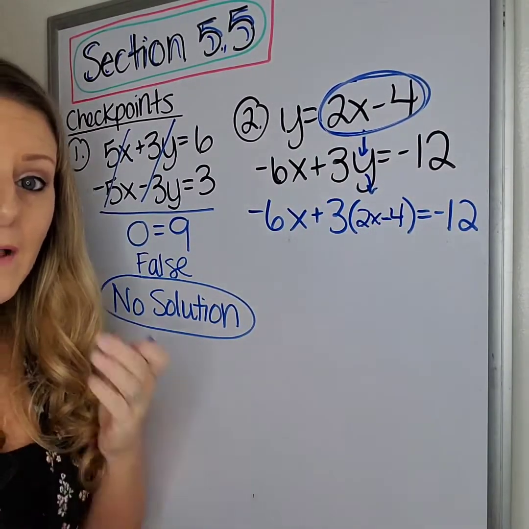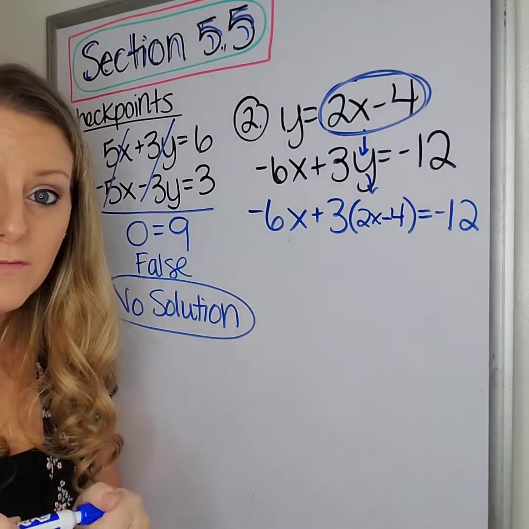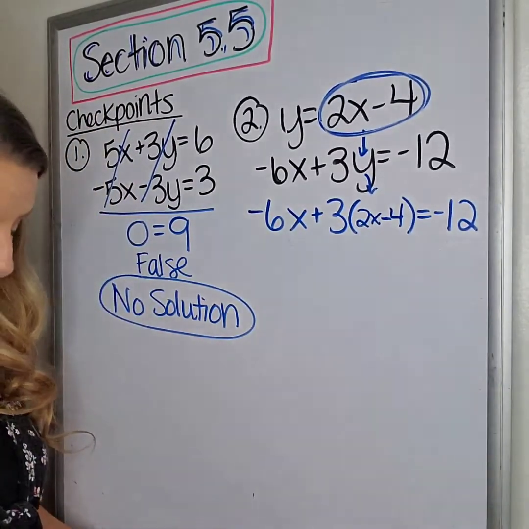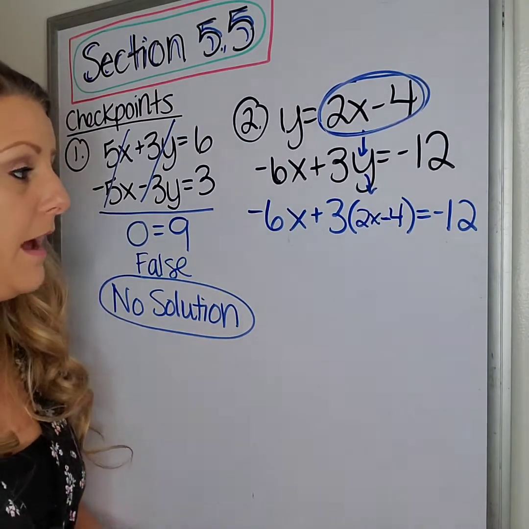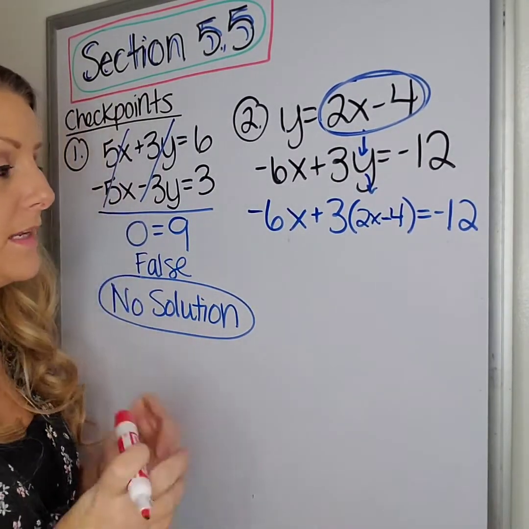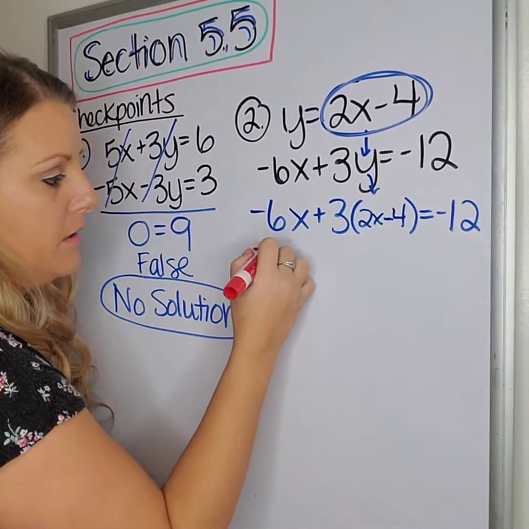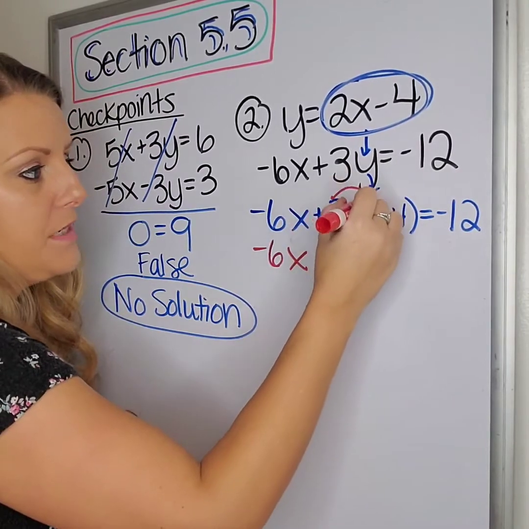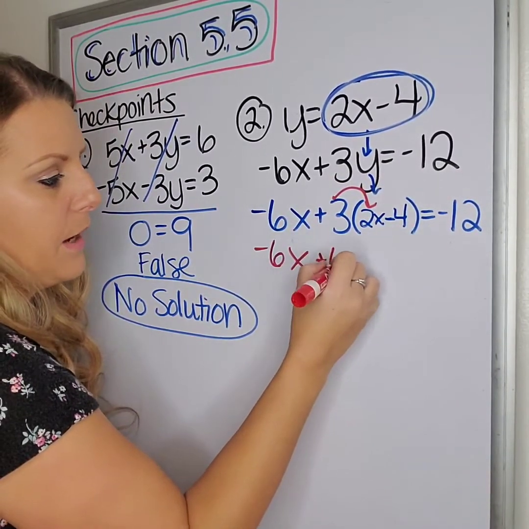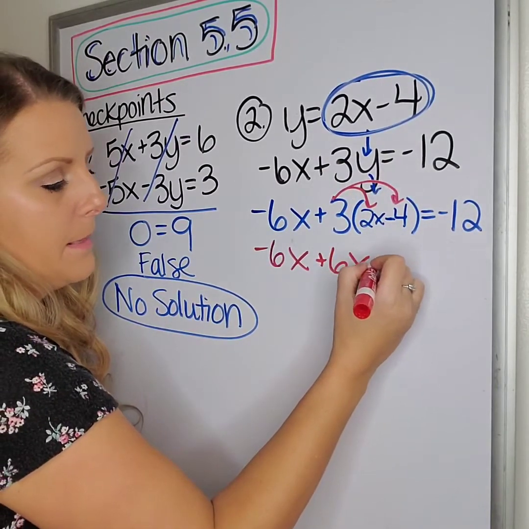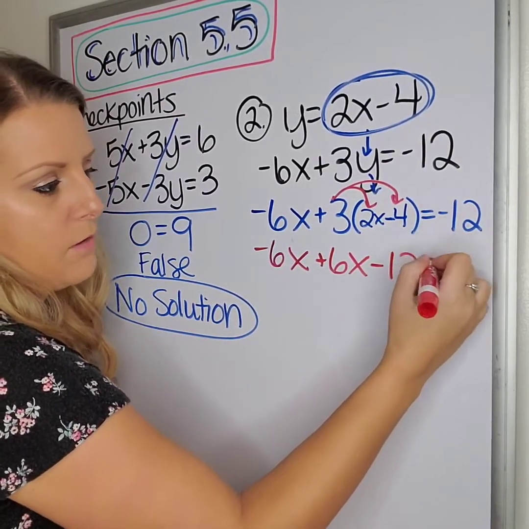Now you're going to go back and do the same examples you did for section 5.4 that we did yesterday. It's just that something special is going to happen when you do that. So the first step, if you remember from section 5.4, is to use the distributive property. So we've got negative 6x. I haven't changed that at all, but 3 times 2x is positive 6x, and 3 times negative 4 is negative 12, and that equals negative 12.